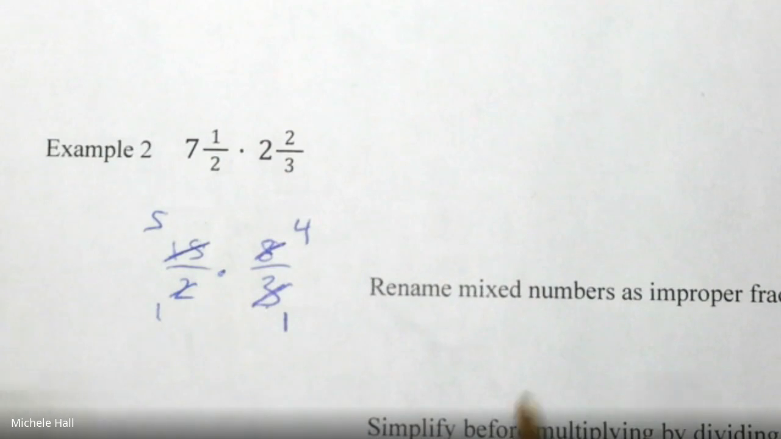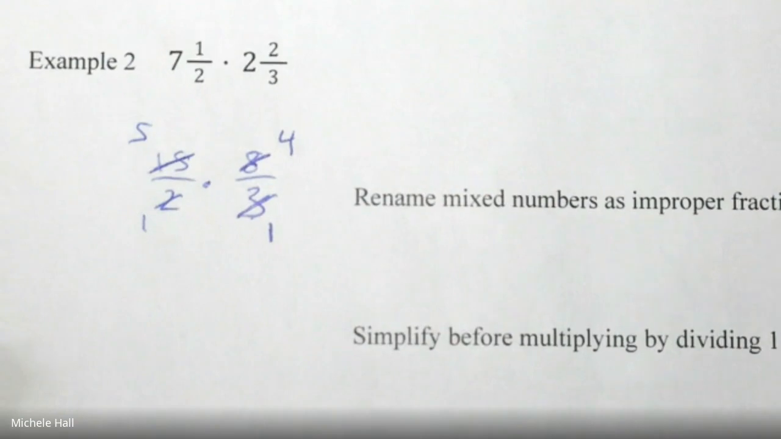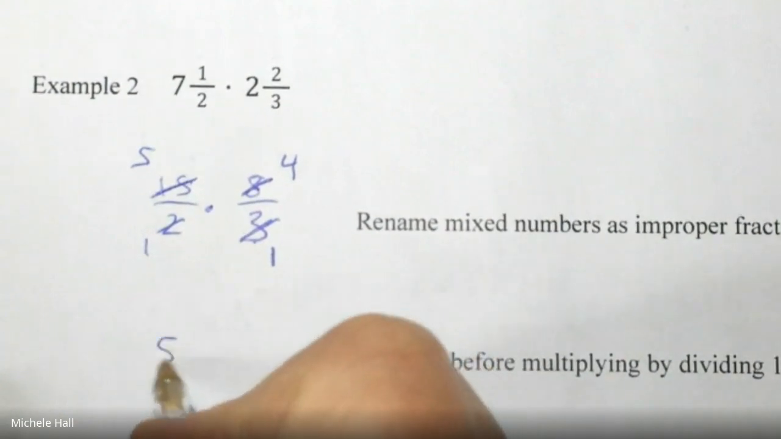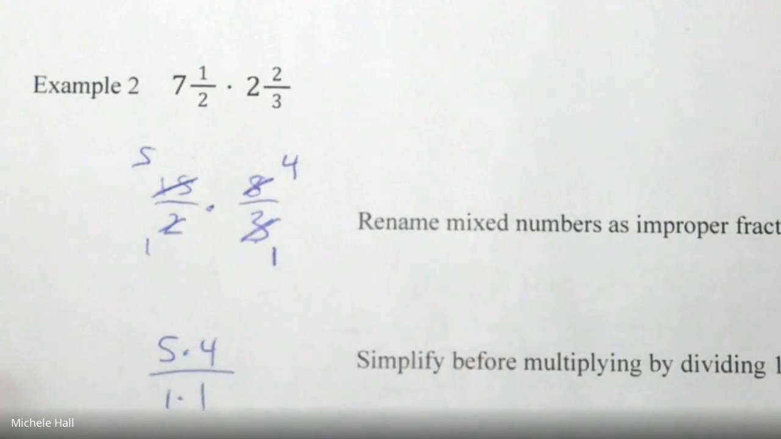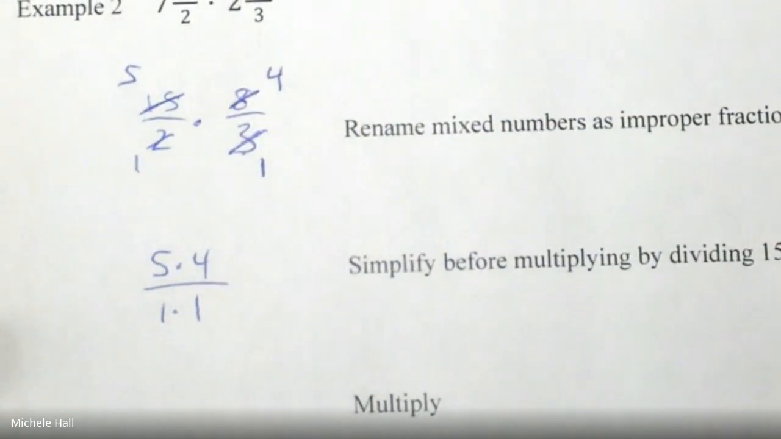All right, I did step 1. I did step 2. Now step 3 says to multiply. So I'm going to multiply straight across. And again, because these are my notes, I want to make sure I clearly understand that I am multiplying straight across. So I'm going to put 5 times 4 over 1 times 1, and then give my final answer. If I was doing my homework, I'd go right to the final answer. But because it's my notes, 5 times 4 is 20. 1 times 1 is 1.